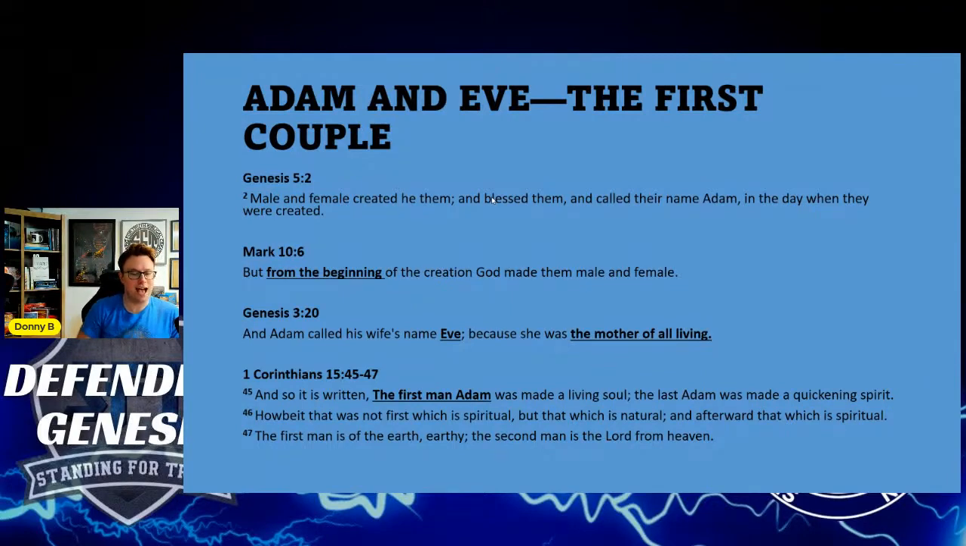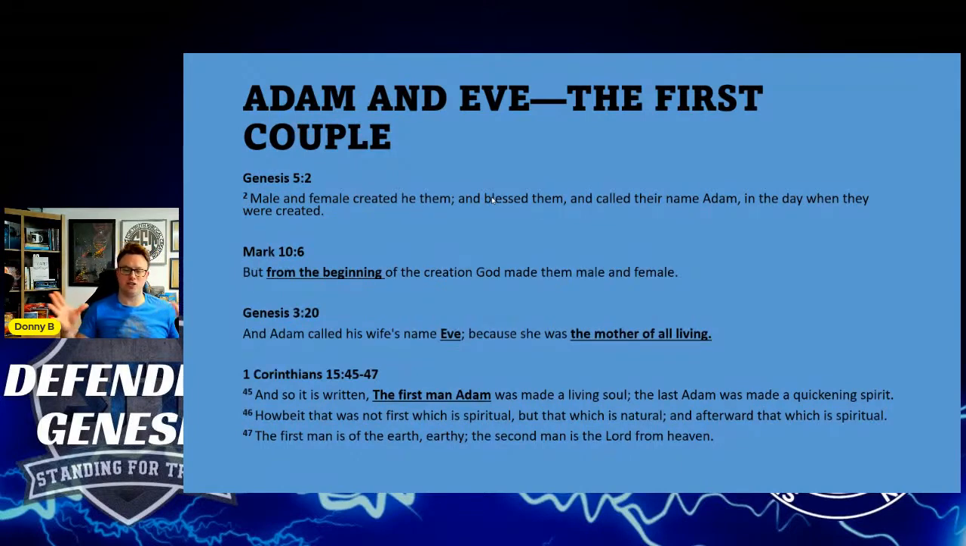Genesis 3:20, "And Adam called his wife's name Eve because she was the mother of all living." Obviously, context tells us that the "all living" refers to all of mankind and not your dogs and plants and so on and so forth. So Eve is the mother of all living. 1 Corinthians 15 says, "And so it is written, the first man, Adam, was made a living soul."